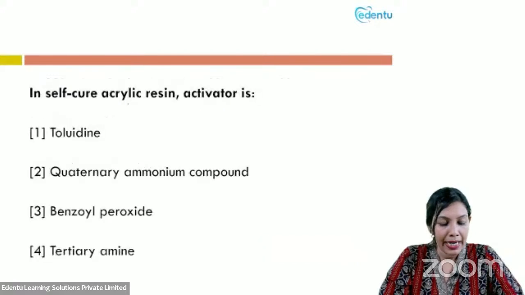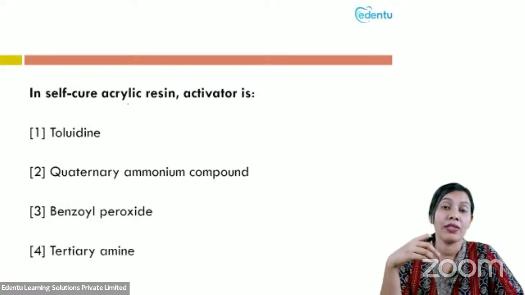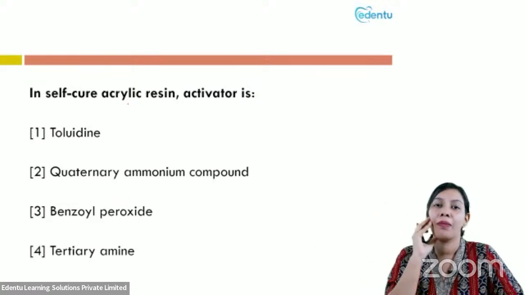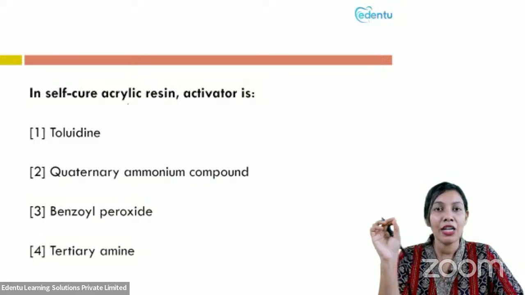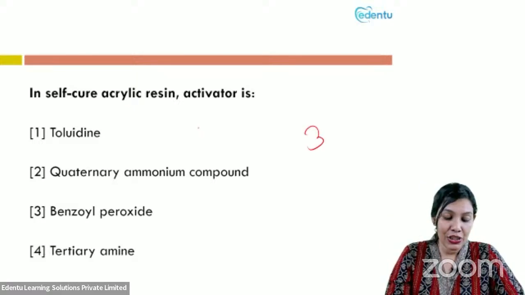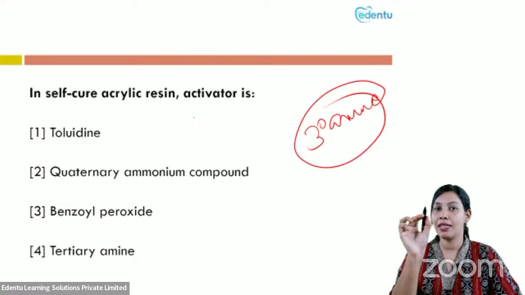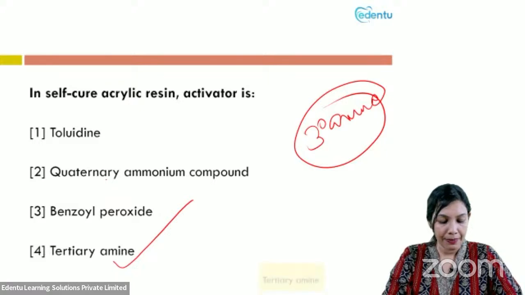Next is, in self-cure acrylic resin, the activator is. In self-cure, we know that we need to activate benzoyl peroxide. If it was heat-cure acrylic, we would be giving heat from outside. What about the self-cure acrylic? Benzoyl peroxide needs to be activated by N,N-dihydroxyethyl para-toluidine. That is a tertiary amine. So you need to study that also, because both answers have been asked in questions. See here, the answer is tertiary amine, right?